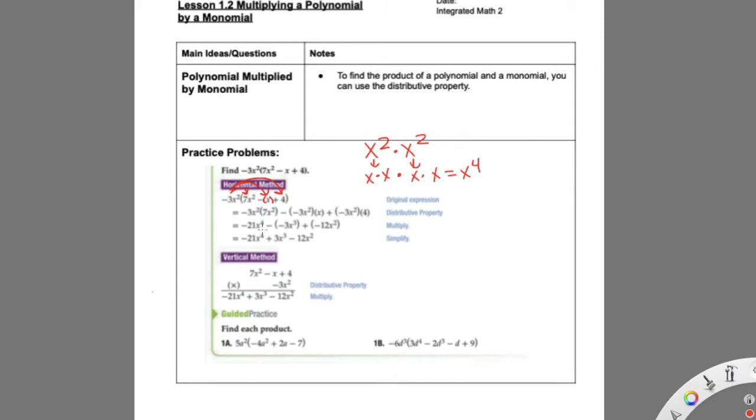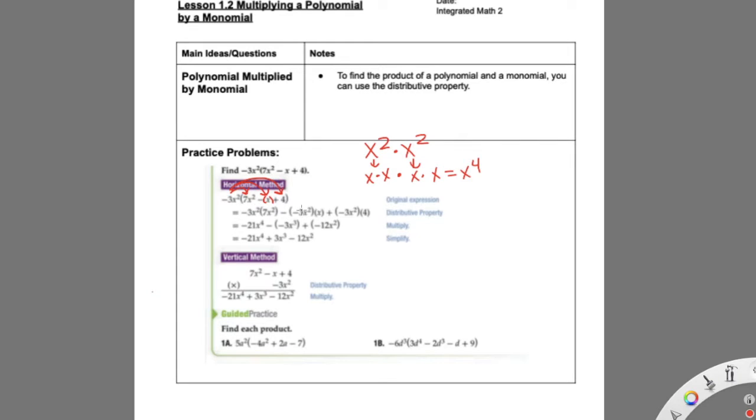So when you multiply variables, as long as they're the exact same base, so in this case they're both x's, we can combine those variables. As long as they're the same variable, we can combine the exponents. And then the next piece we have, the minus is still in the front here, so they're just combining this.